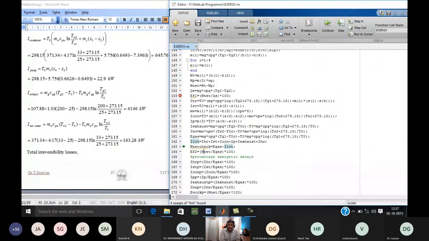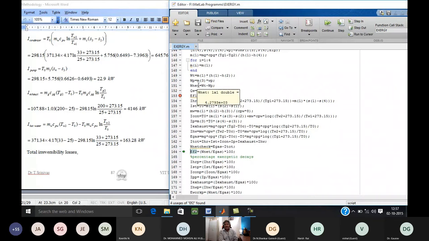But that is not sufficient. Component level alone is not sufficient. Outputs are also not covered. For example, in a water cooled condenser, hot water is escaping. Hot water also carries some exergy. That exergy we have to count as exergy loss.